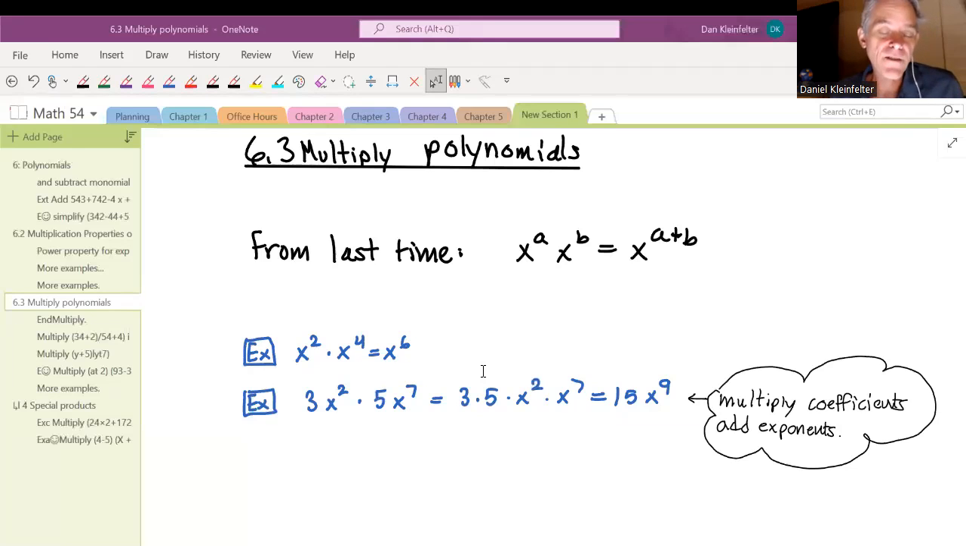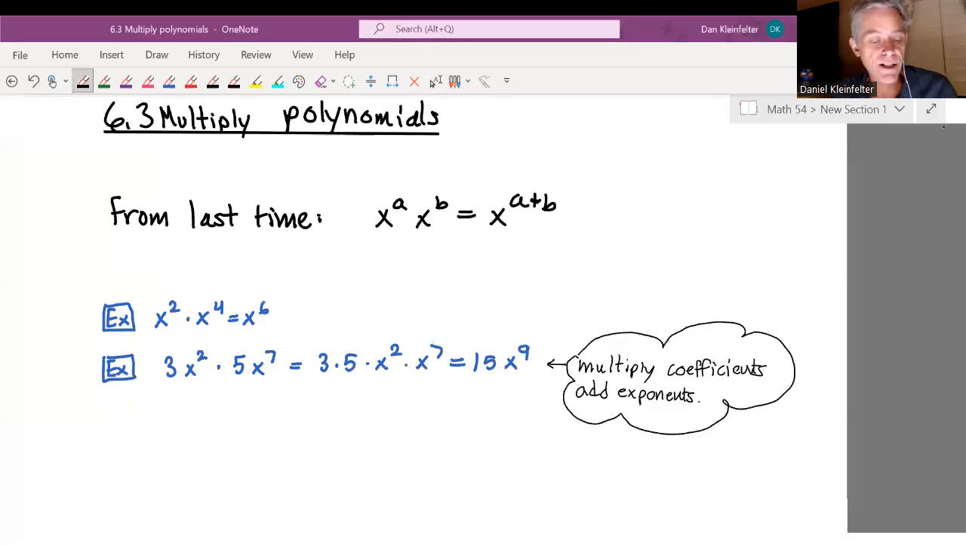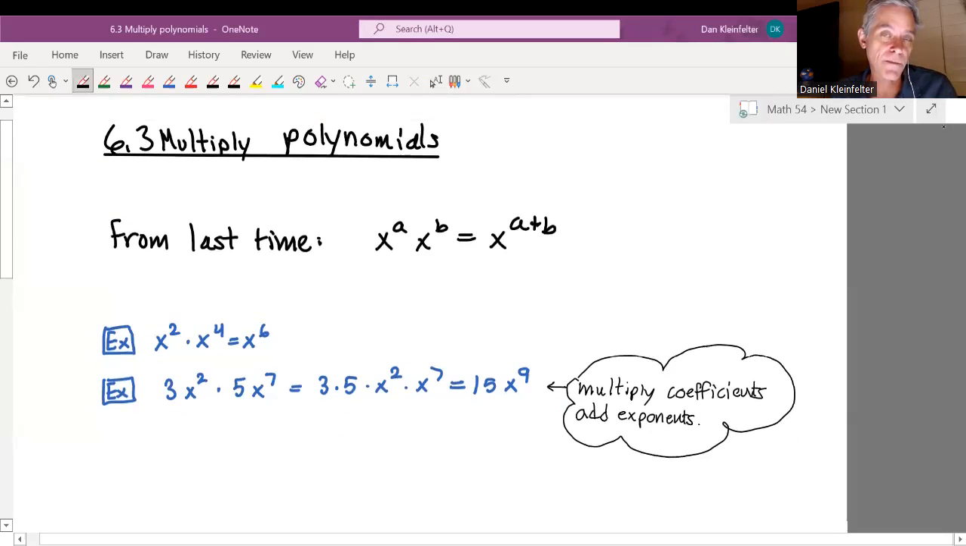Welcome back. In this video, we're going to go over section 6.3, which is about multiplying polynomials. And in so doing, we'll end up reviewing a bit of the exponent rules work that we had done in the last section. So the main tools that we're going to use in this section are, first of all, this exponent rule from last time, that if you have the same base raised to powers and you're multiplying, you keep the same base and you add those two exponents.